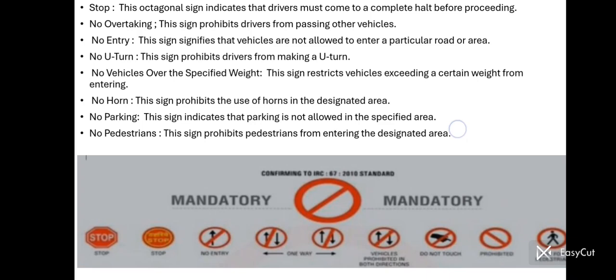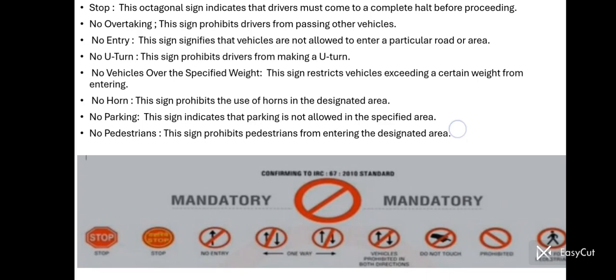Two, no overtaking. This sign prohibits drivers from passing other vehicles. Third, no entry. The no entry sign indicates that vehicles are not allowed to enter the particular road. Next one is one way, and here it is known as a one way, meaning there is no one way allowed here like that.